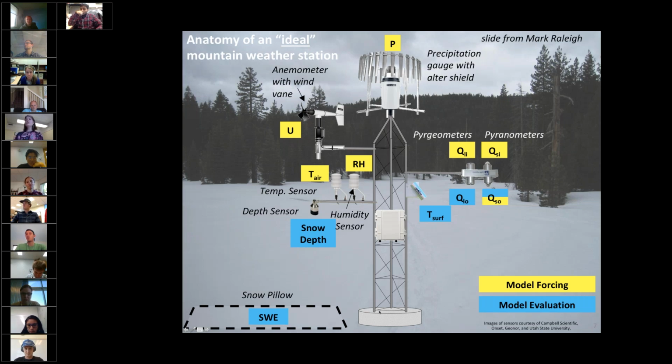Not all snow models have varied soil temperature measurements, and it's not drawn here, but it's also a good idea to put in soil temperature and soil moisture measurements underneath. Anything else we're missing? Looks like a pretty nice weather station.